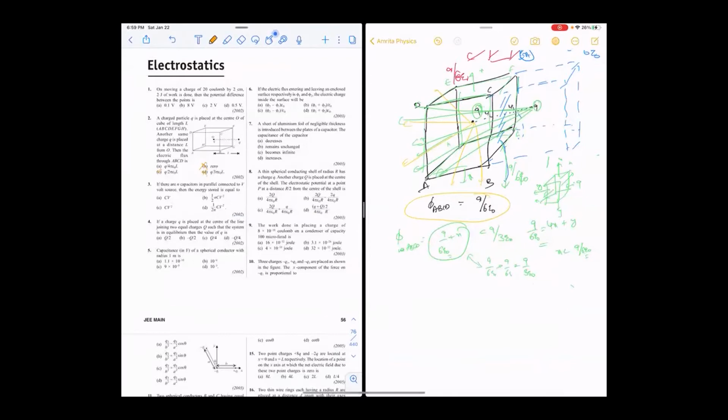D is also wrong. So the option should be A, but the answer should be Q by 4 epsilon naught, I'm just approximating, I'm not sure. Among the options, we are getting this Q by 4 epsilon naught. But this pi L should not be there because it is electric flux through ABCD, so there won't be any L in it. Maybe some printing mistake. These options are not there, but we get this. Are you able to understand?